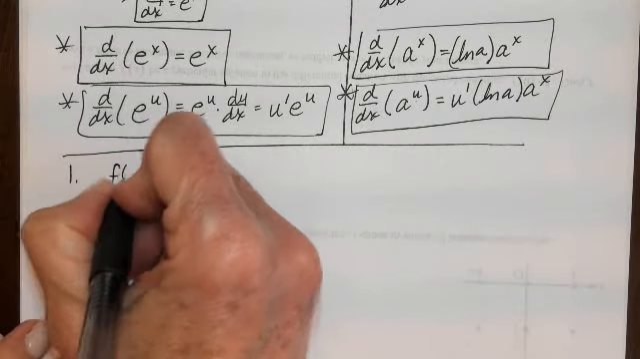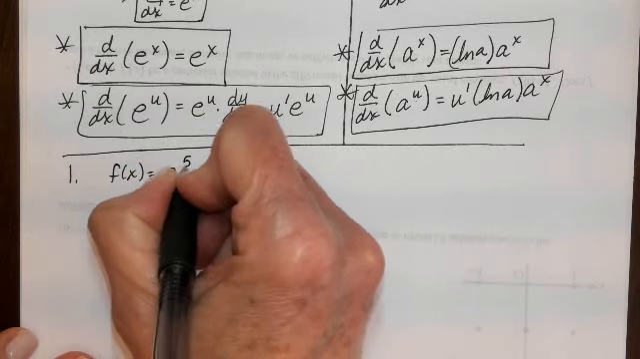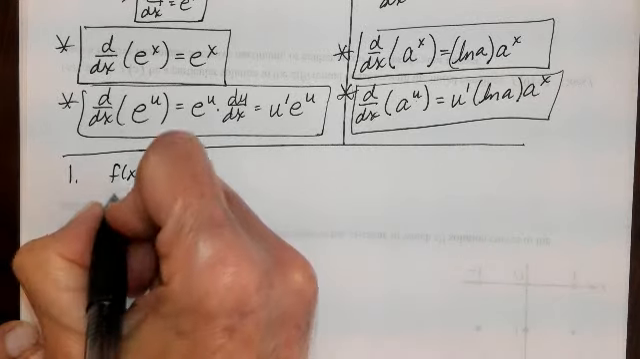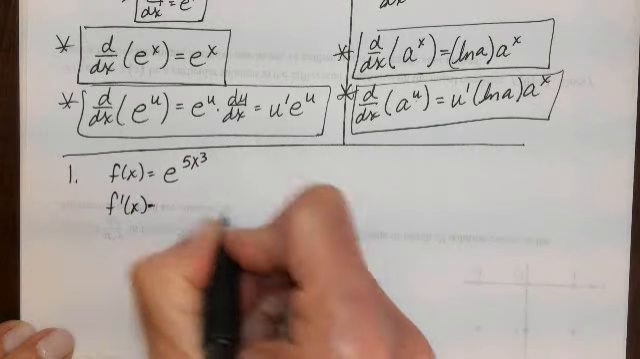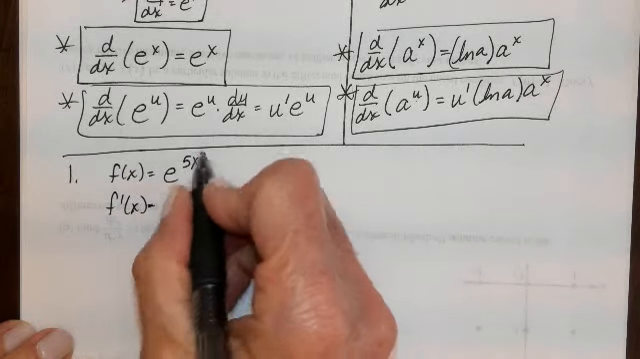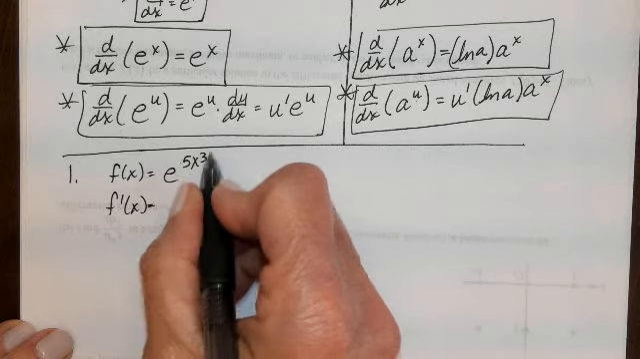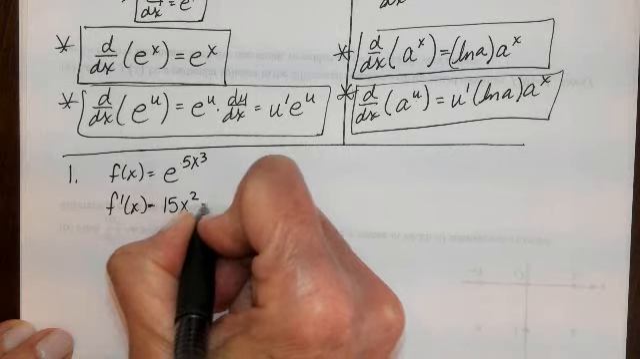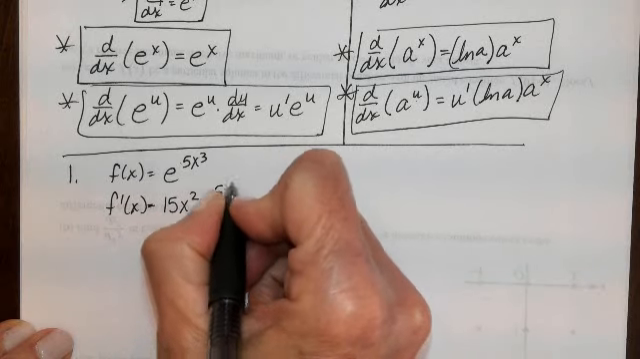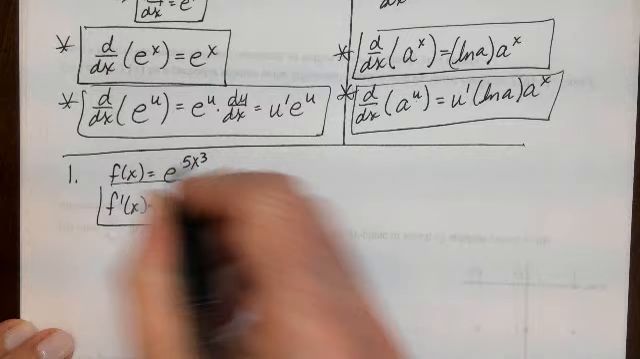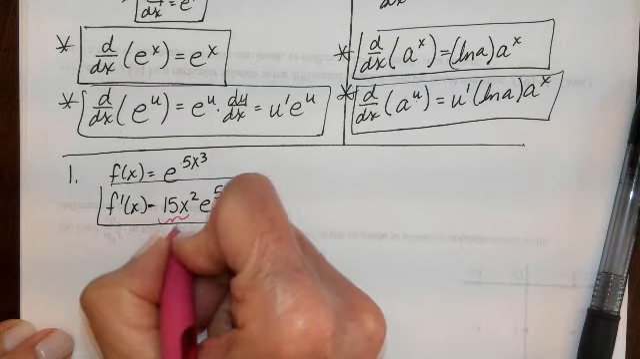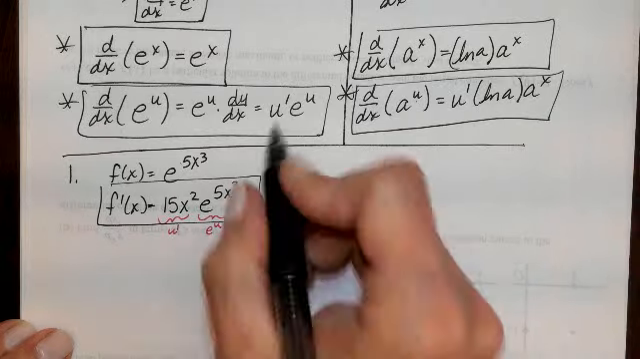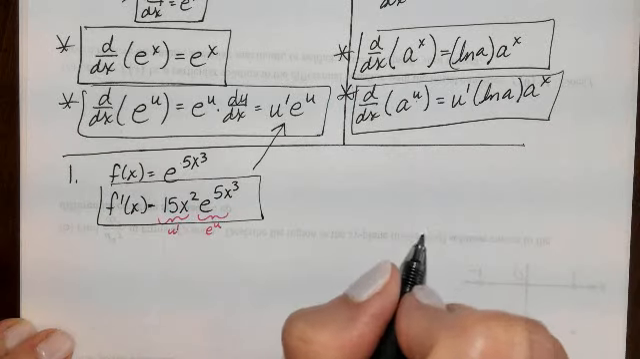Example 1, f of x is e to the 5x cubed. Okay, what is the derivative? F prime is the exact same thing times the derivative of the exponent. Well, the derivative of the exponent is 15x squared, and then I write that e to the 5x cubed. That is the derivative. So this was our u prime, and this was our e to the u, if you're looking at that formula. Okay?